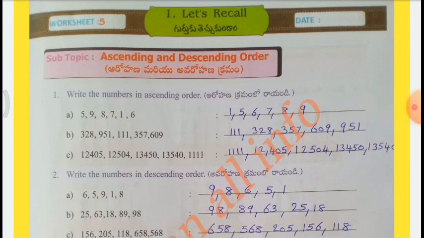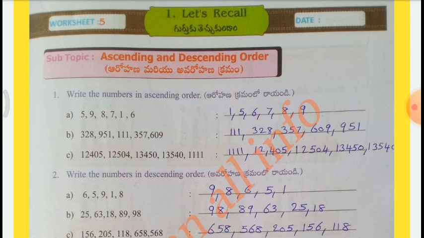Worksheet 5. Ascending and descending order. Write the numbers in ascending order, small to big number. First one: 1, 5, 6, 7, 8, 9. Second one, B: 111, 328, 357, 609, 951. C: 1, 1111, 12,405, 12,504, 13,450, 13,540.